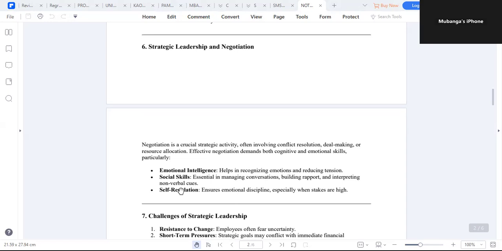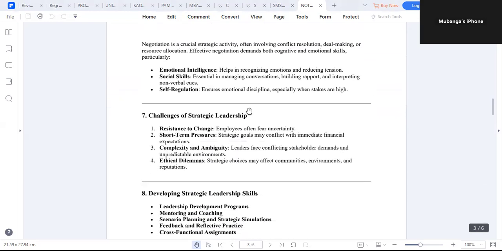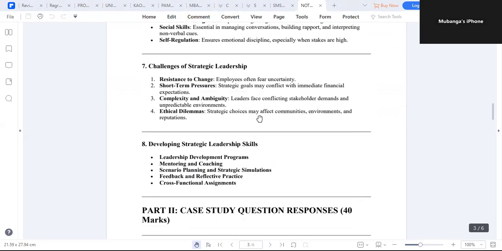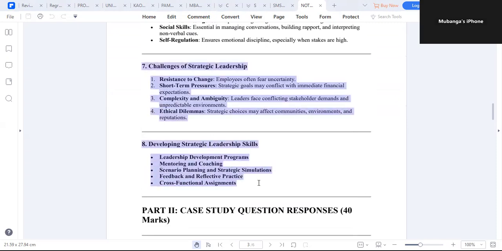All right. So this is what we're talking about. So what are some of the challenges that are involved in strategic leadership? And also, how do we develop these strategic leadership skills? What are some of the challenges that are involved in strategic leadership?